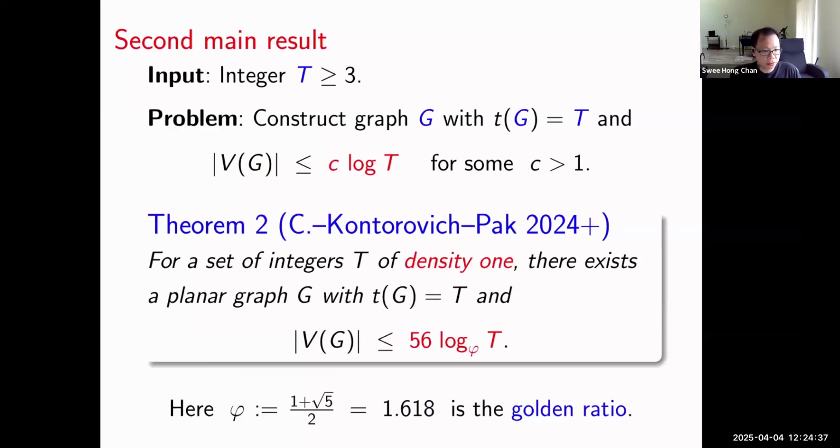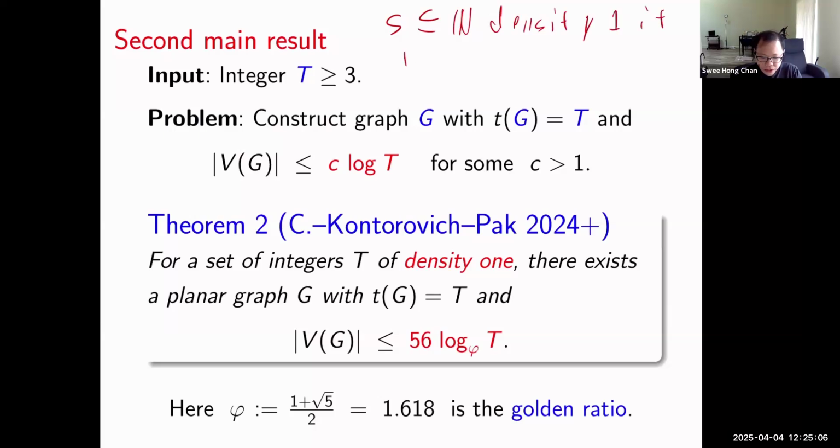So recall that the engineering problem is that given a number t, we are going to construct a graph G such that the number of spanning trees of G is equal to t, and the number of vertices is at most c log t, so that is as small as possible. And what we can show is that we can actually solve this problem for a set of integers t of density 1, where we say that a set S, which is contained in N, is of density 1.